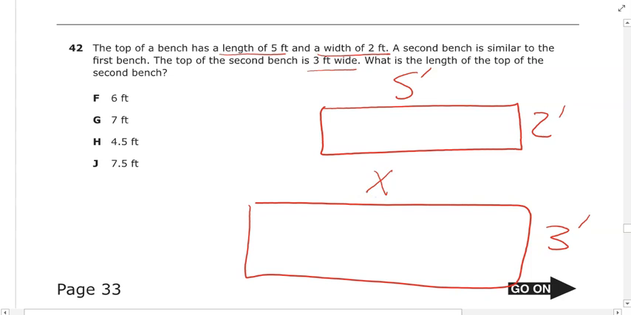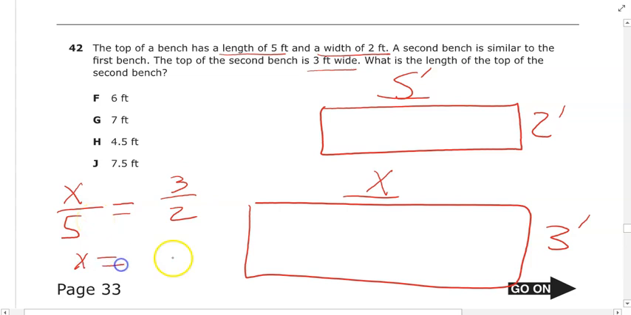This seems pretty straightforward. Ratio of corresponding sides, we can set up a proportion. I want to solve for x. That corresponds to 5. So a ratio of corresponding sides on similar figures: x corresponds to 5, and 3 corresponds to 2. So I'll multiply both sides by 5, and we get 7.5 on that one.